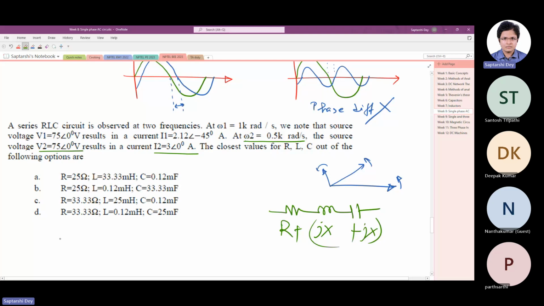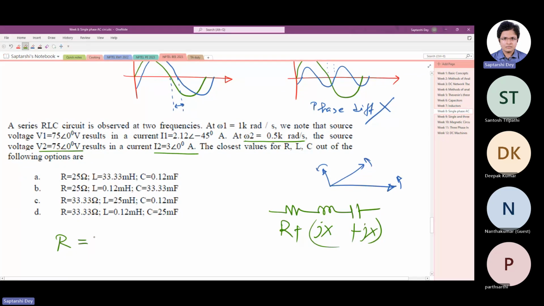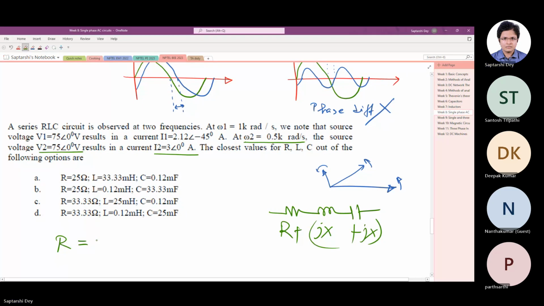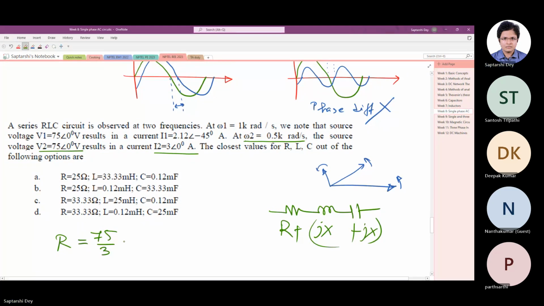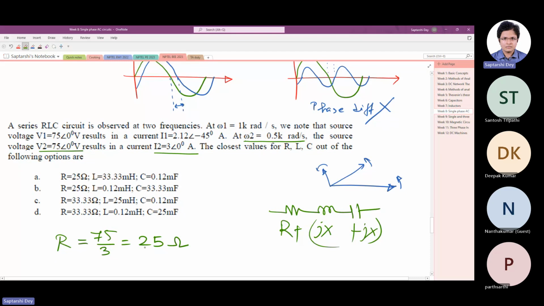So if the circuit is purely resistive, from this information itself, we can say that the resistance present in the circuit is 75 by 3, that is 25 ohm. This resistance is independent of frequency. It doesn't matter how much frequency is there. So the second set of experiment gives us the value of the resistance.